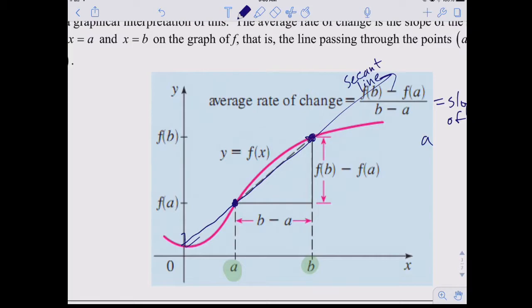The average rate of change is the same as the slope of the what line? Secant line. They're mathematical synonyms. They're interchangeable. Okay, so notice there's 2 ways then to get from f of a to f of b.